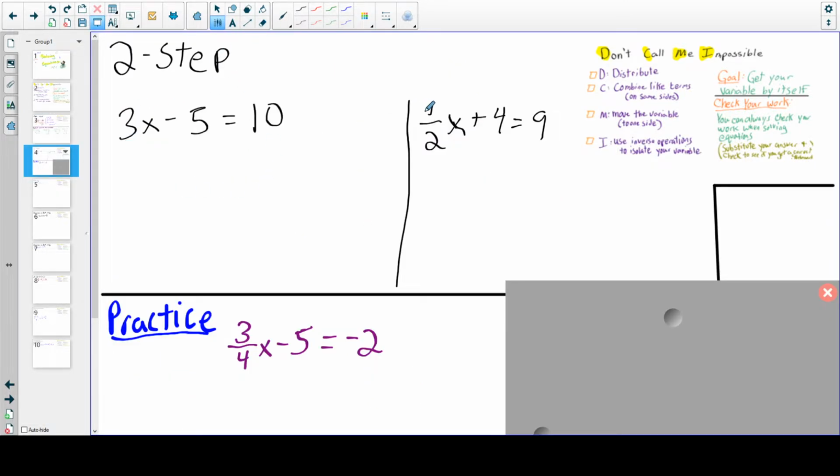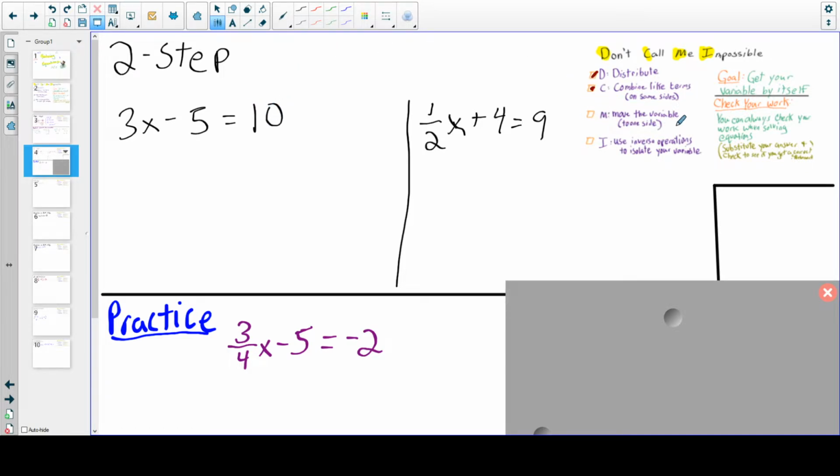So here are some two-step equations. We're going to do the same thing. We're going to use DCMI and see what we get. In my first question, can I distribute? No. So I'm done with that. Can I combine like terms? Well, 3x and -5 are not like terms, and 10 is by itself, so I can't do anything here.